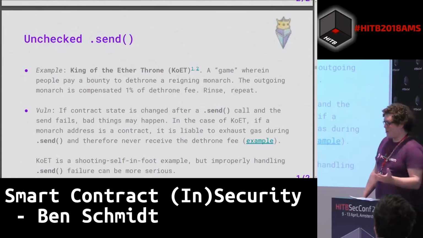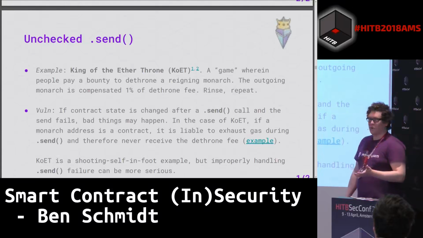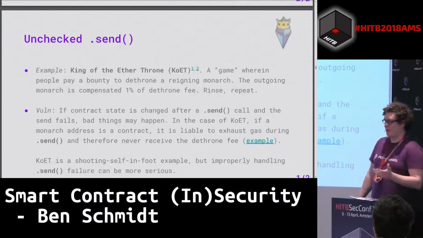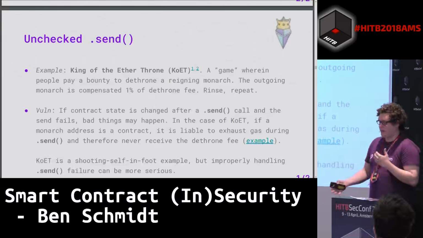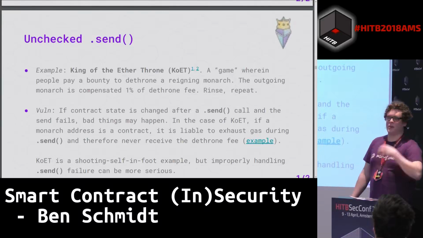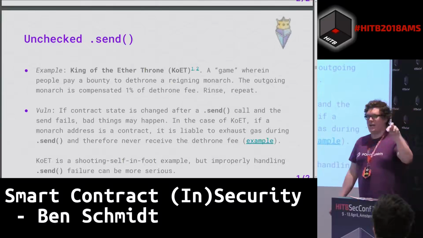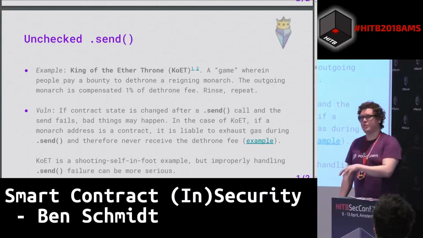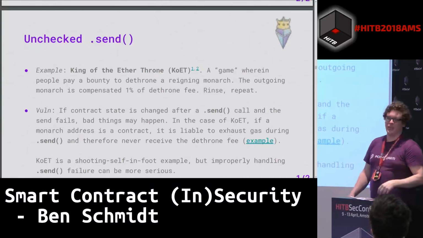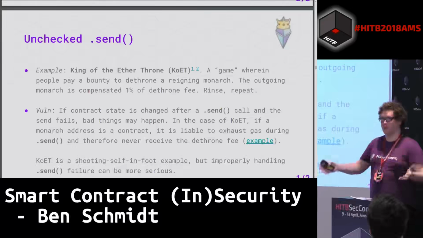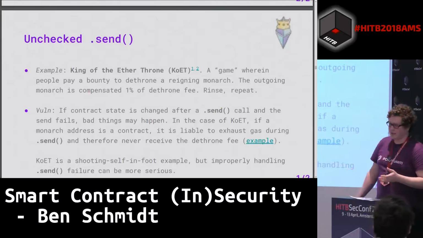Another interesting one was the King of the Ether Throne, which was another pyramid scheme by another name. Basically, every time someone sent more money to the contract than had ever been sent to it, a portion of that was paid out to the previous winner, and the new winner was installed as the monarch, who would eventually get paid out the next time another sucker put more money into the contract.